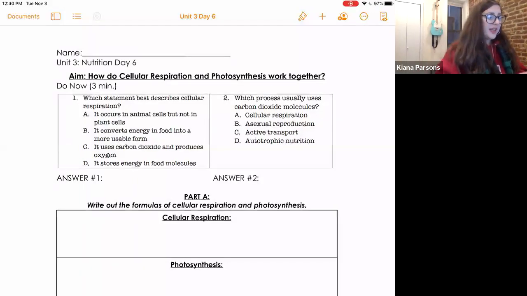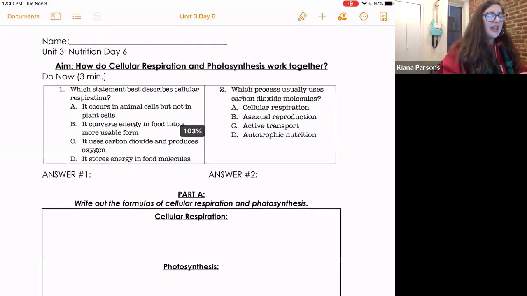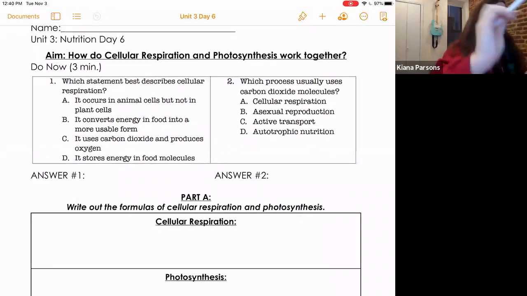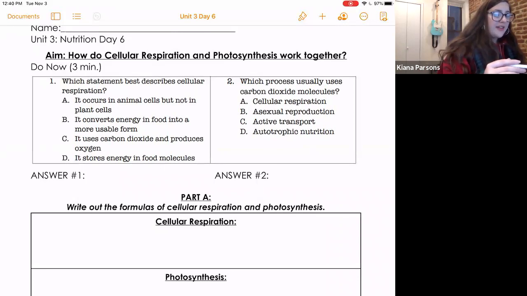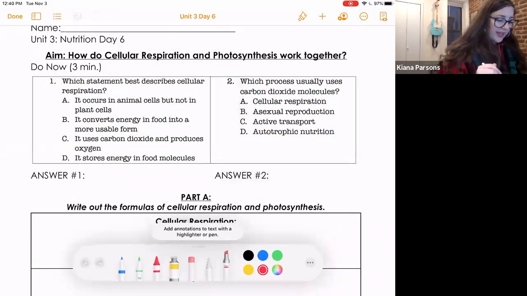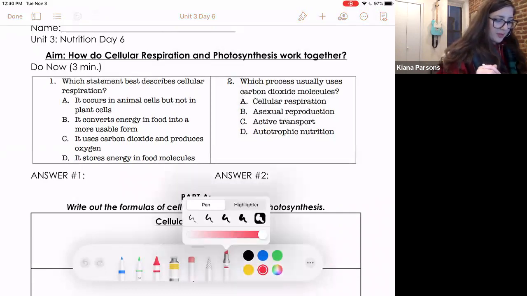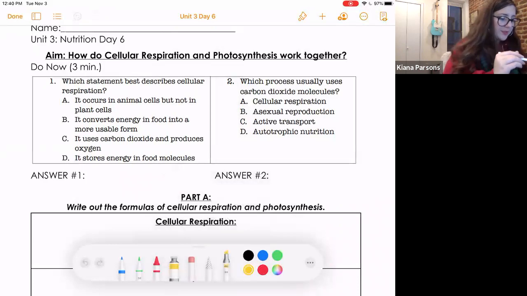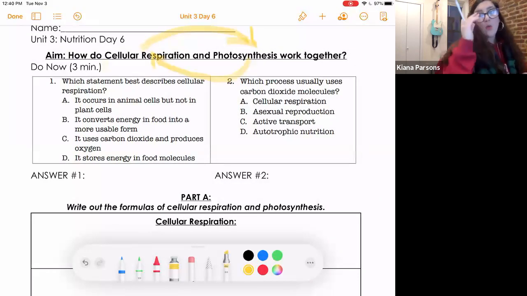All right, so we're looking at Unit 3, Day 6. And today's aim is how do cell respiration and photosynthesis work together? And the very short answer that we've been hinting at all week that I'm going to annotate at the top of your diagram is the fact that these are processes that work together in a cycle, right?